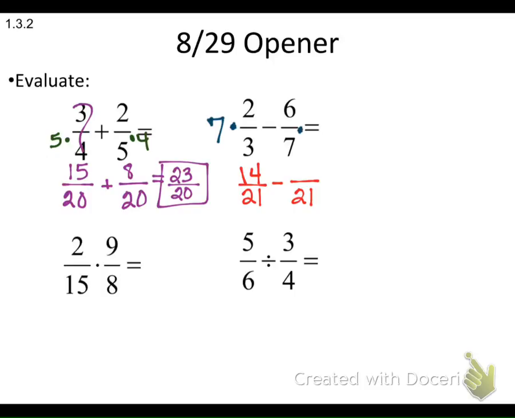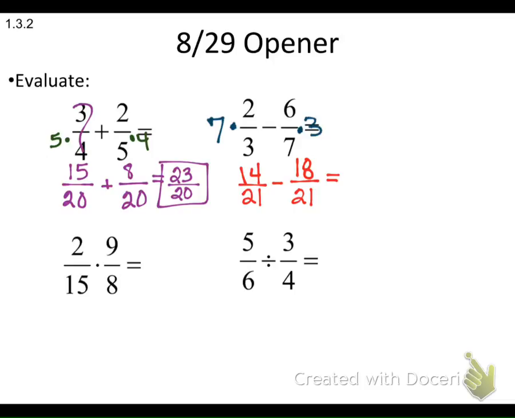Then you have to think, 7 times what gets me to 21? 3. So then I take my 6 times 3 and I get 18. Now, just looking at this, if I take 14 minus 18, what kind of number am I going to get? A solid. What?